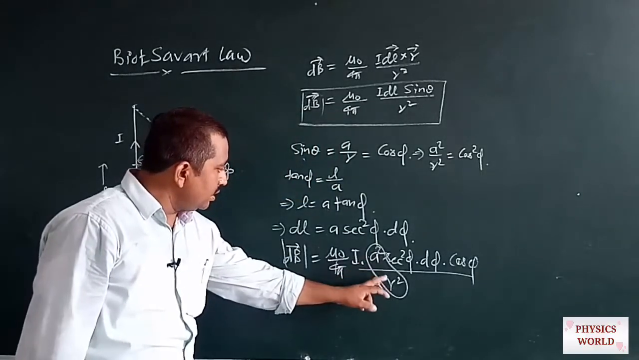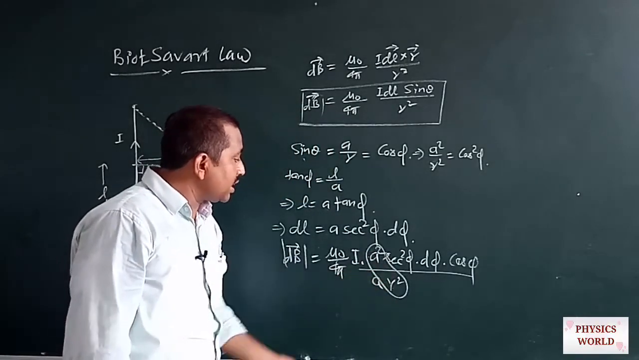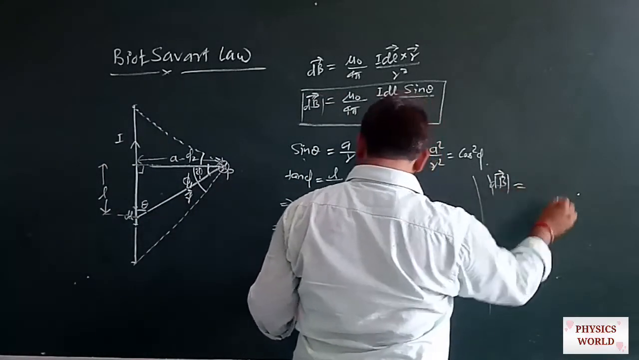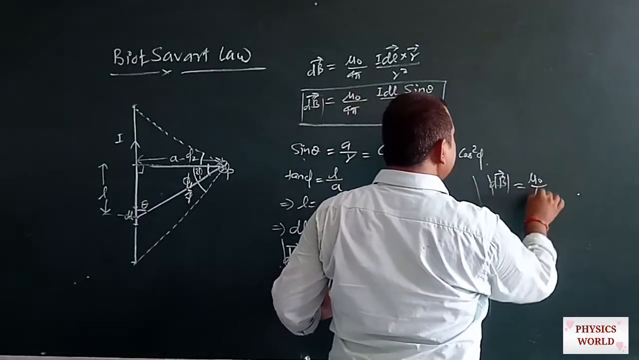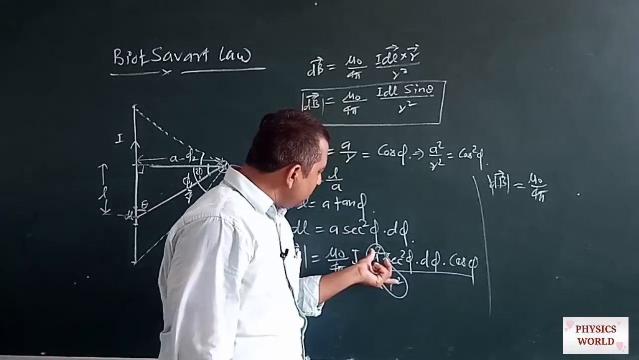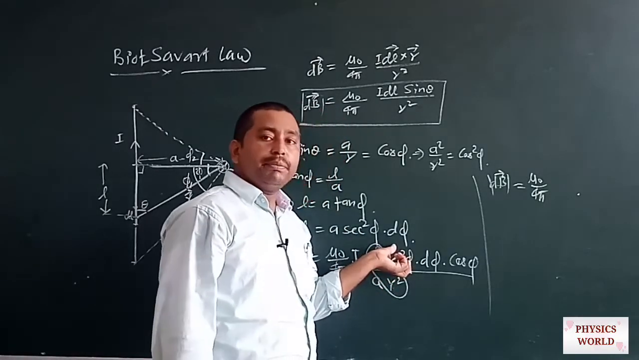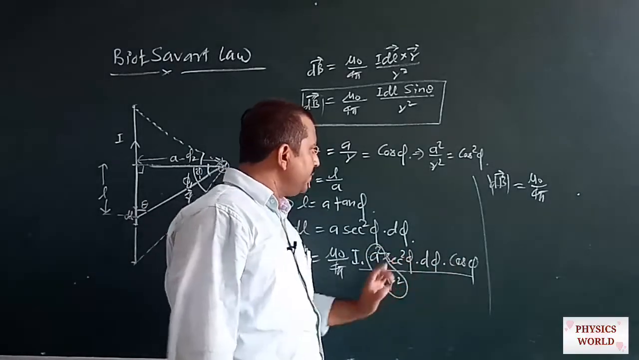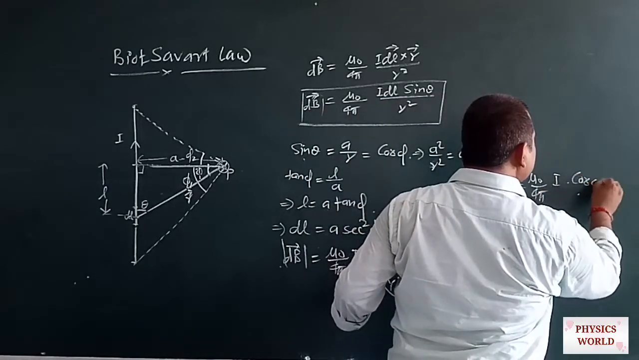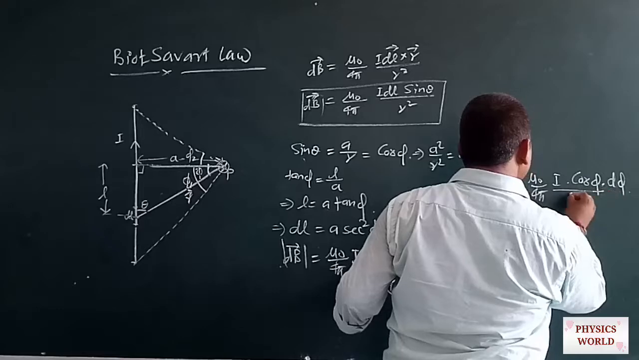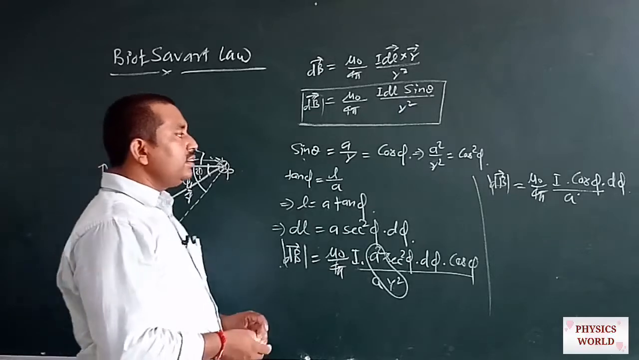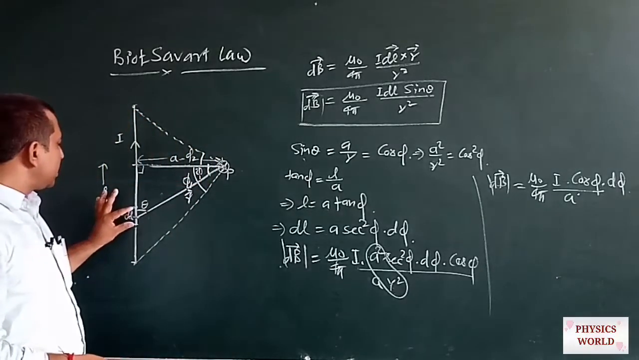If we place a square by r square as cos square phi, then we get the value of dB equal to mu 0 upon 4 pi, and the product of cos square phi and sec square phi becomes 1, so we get I into cos phi d phi divided by a. This is the formula for the small magnetic field due to this small current element.